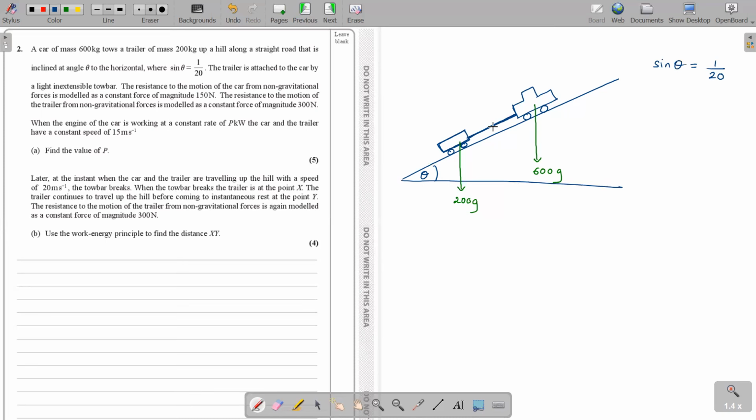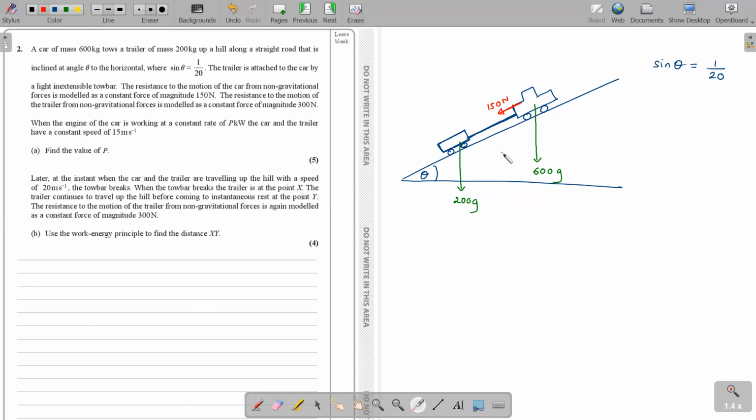The resistance to the motion of the car from non-gravitational forces. Non-gravitational means it's like friction, right? So the resistance to the motion, or friction, or air resistance, anything that is non-gravitational, is modeled as a constant force of magnitude 150. So the car is going up the hill, so resistance should be downwards. This is the resistance acting on the car, 150 newtons. You can mark them anywhere, just as long as it's acting on the car.